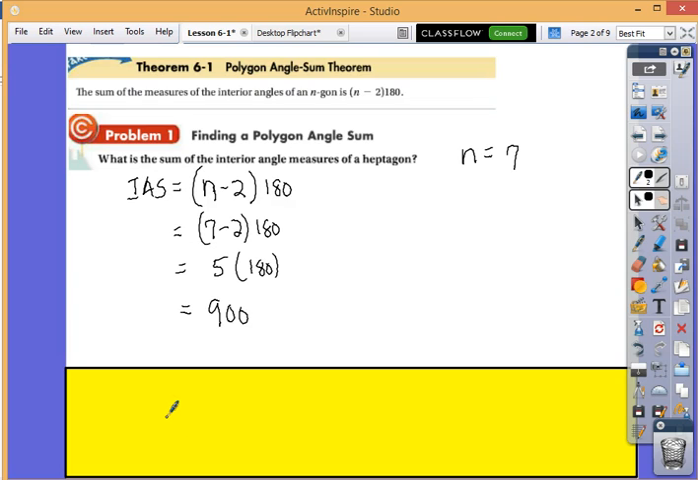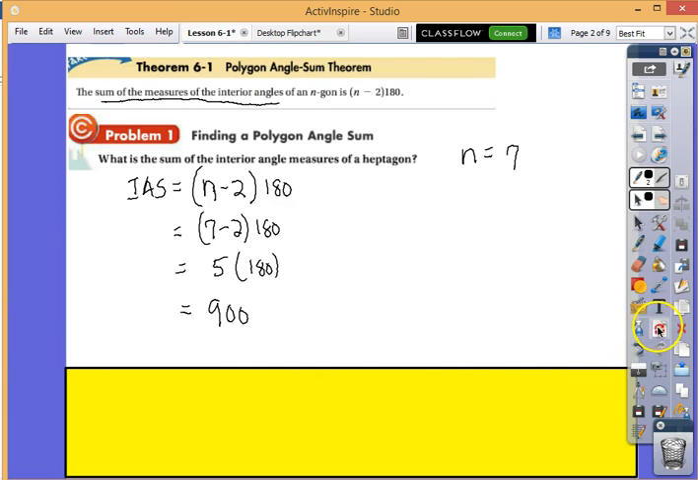Does that make sense? Does anybody have any questions about what I've covered so far? What did you say? IAS? Interior angle sum. I just don't like writing out the sum of the measures of the interior angles. So I made up something that represents that.